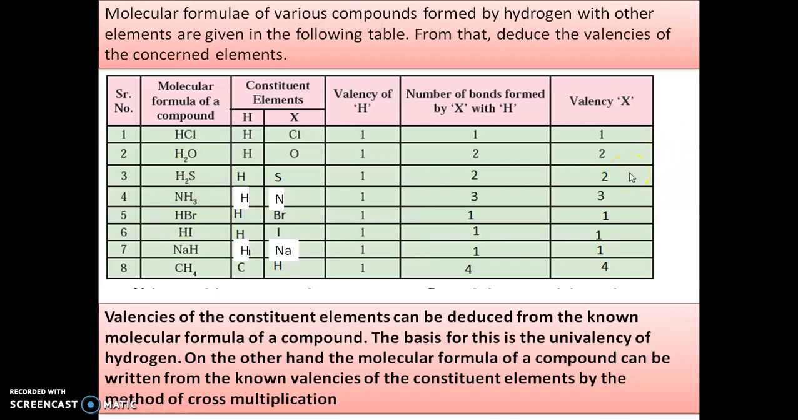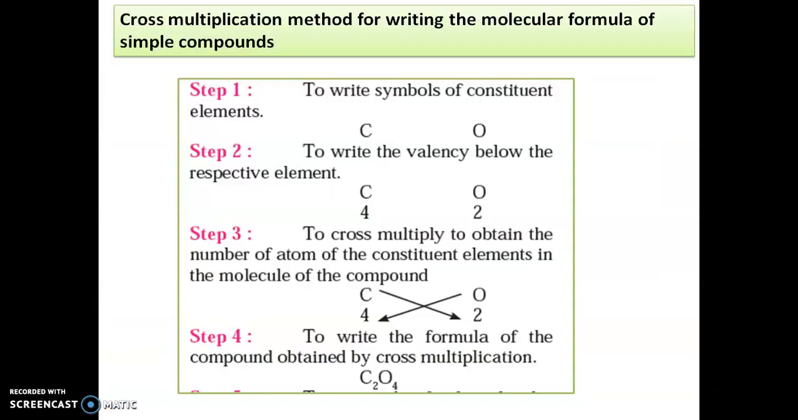Now let's take it in another way. Now valency is given and from the valency we are going to form the molecular formula by the method of cross multiplication. Let's see how we do that. Now here are some steps we have to follow. It is very easy. Step number 1 is we have to write the symbols of constituent elements. So to write a molecular formula, you need to know all the symbols. Now here we know that C is the symbol of carbon, O is the symbol of oxygen.